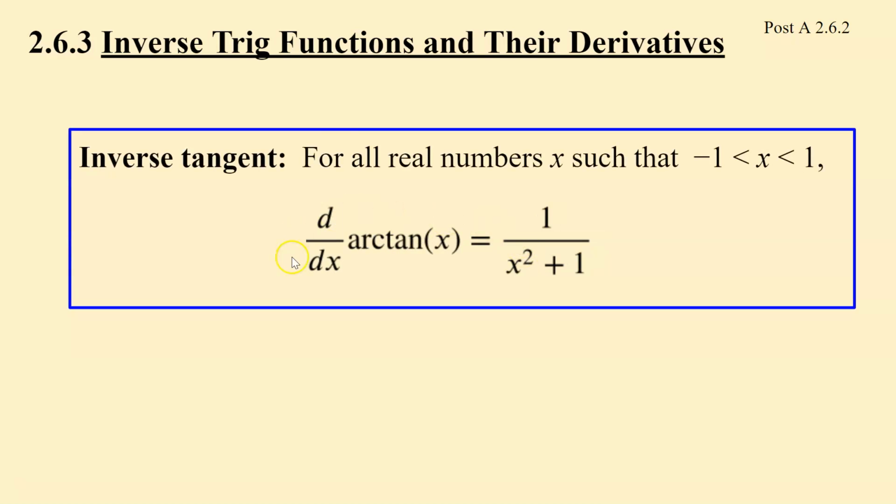And then finally, the last one that you're going to add to your sheet, and we're not going to go through the proof of this one either, is the derivative of arc tan. So that's 1 over x squared plus 1.